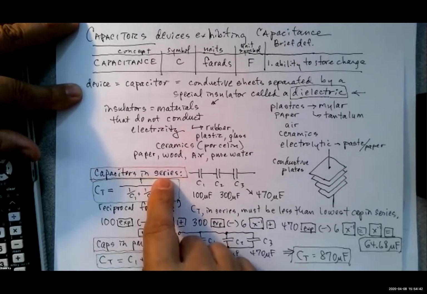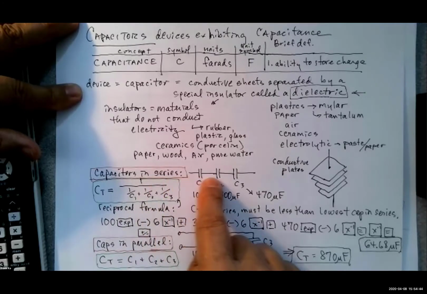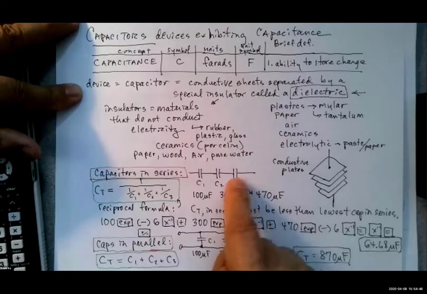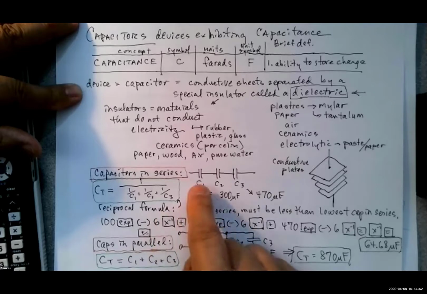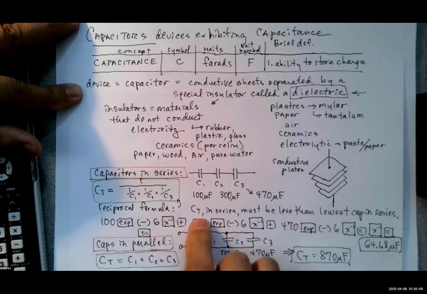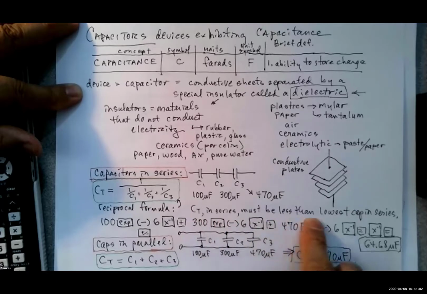For capacitors in series, to calculate a total, they behave like parallel resistors. We use the reciprocal method. Whenever you see capacitors in series, the total works out to be less than the lowest cap value. It says so here: CT in series must be less than the lowest cap in series. We worked out the keystroke sequence for you in our notes.